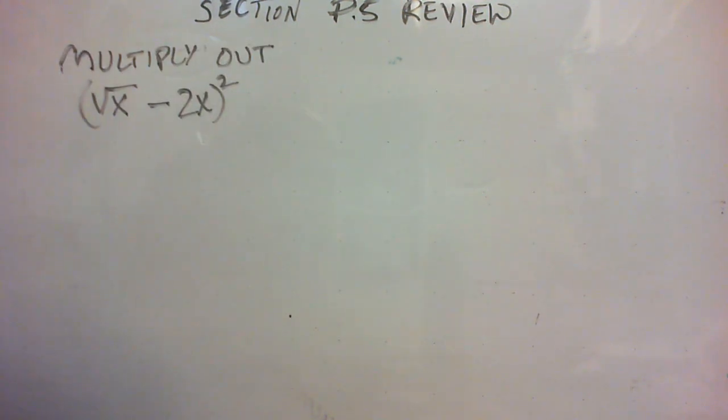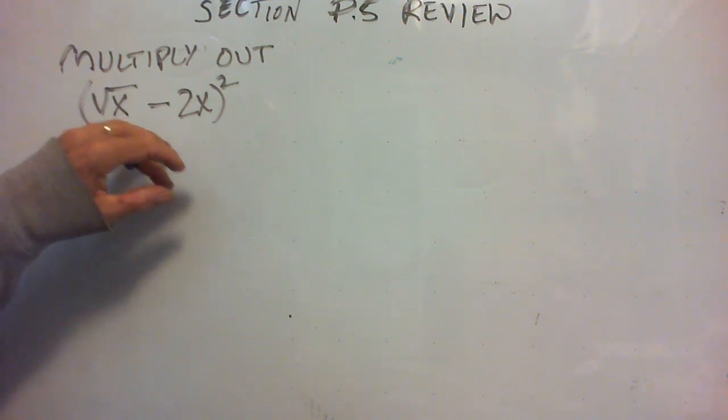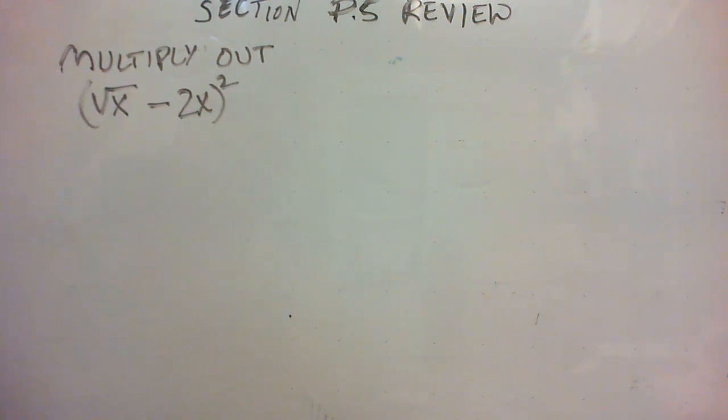Okay, and I'm going to do one more review problem from P.5. This is similar to number 10. It's really not the P.5 section, it's a review problem. Multiply out the square root of x minus 2x, quantity squared. And I do this because a lot of students will make an error on this type of problem.